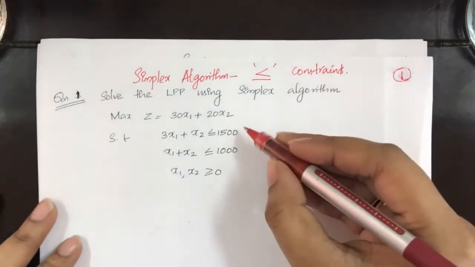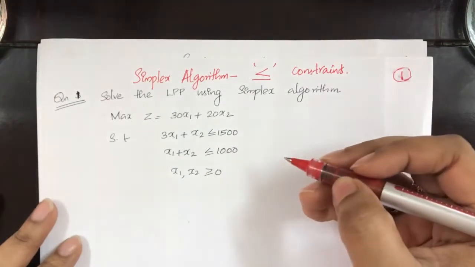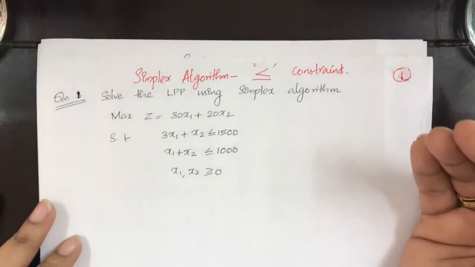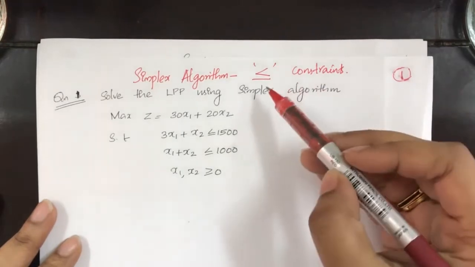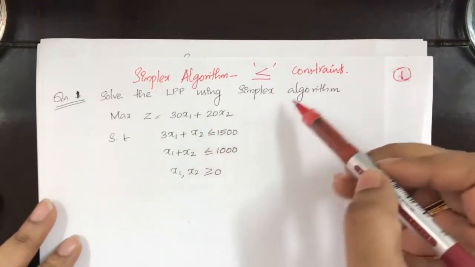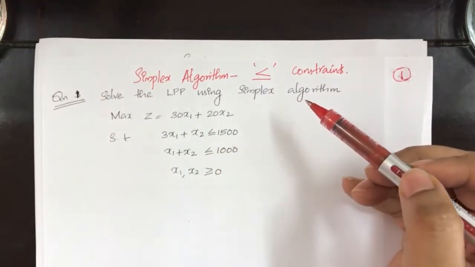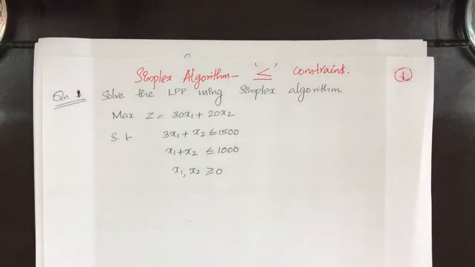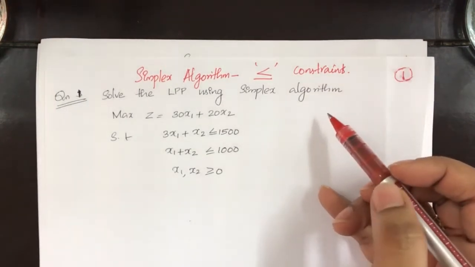If any of the constraints contain a greater than or equal to inequality, we need to go for another method, which is called the big M method. Here we are looking only at less than or equal to inequality constraints. Okay, so we are going to the problem. This is a question. Solve the LPP using the simplex algorithm.